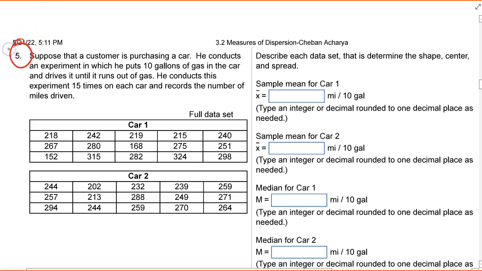Question number 5. Suppose that a customer is purchasing a car. He conducts an experiment in which he puts 10 gallons of gas in the car and drives it until it runs out of gas. He conducts this experiment 15 times on each car and records the number of miles driven. Remember that there are 2 cars here, car number 1 and car number 2, and he does the same thing 15 times for both. Notice that this is the sample data.